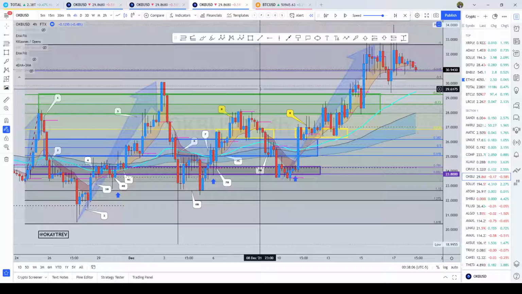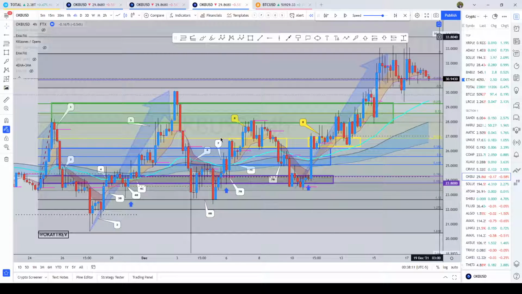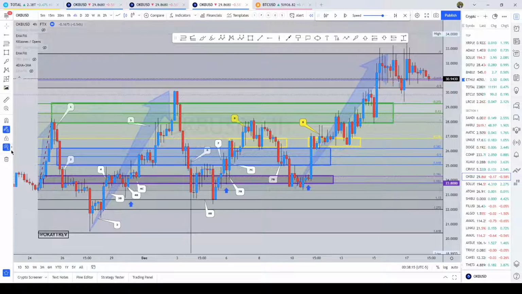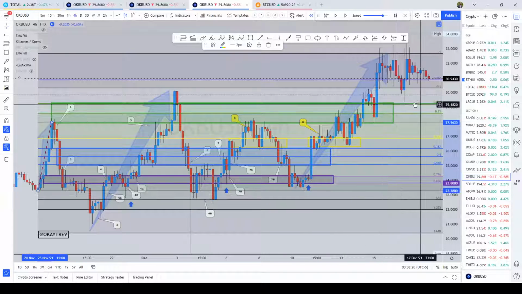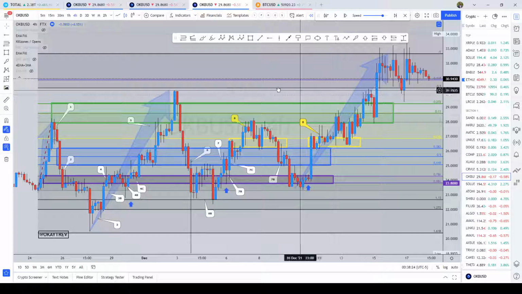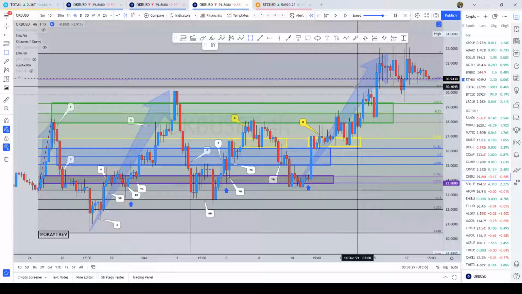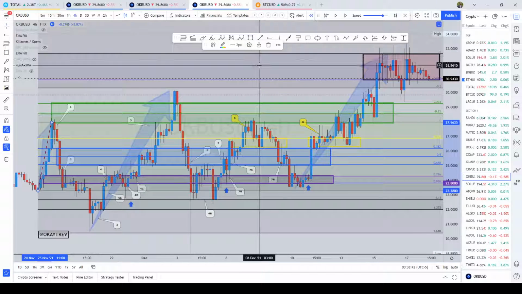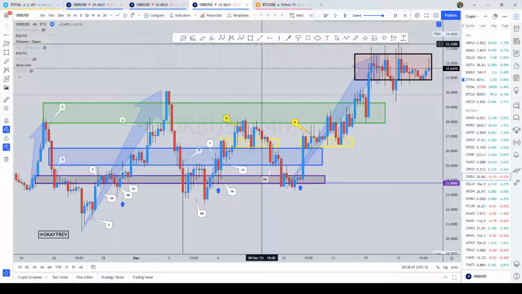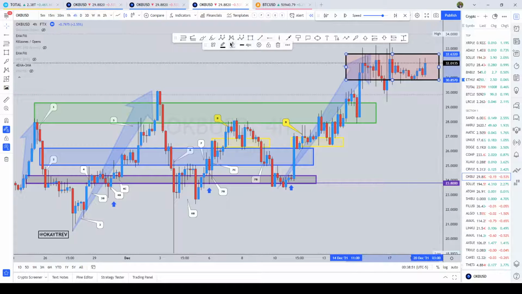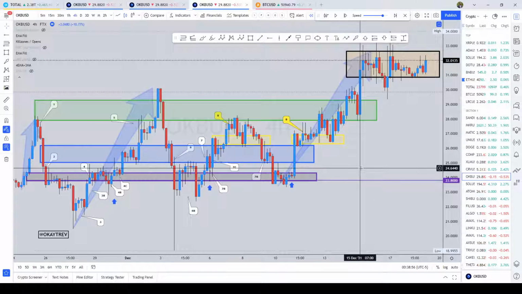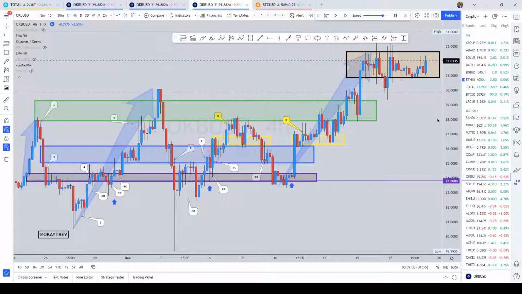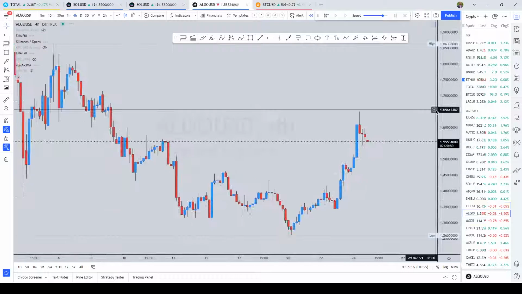Give something on the chart. That's my first screenshot. Boom. And then I hide that. Take off the fib. On to the next, on to the next one.